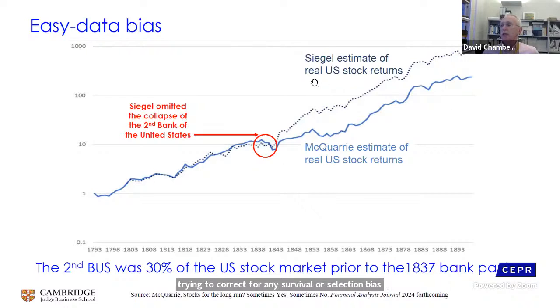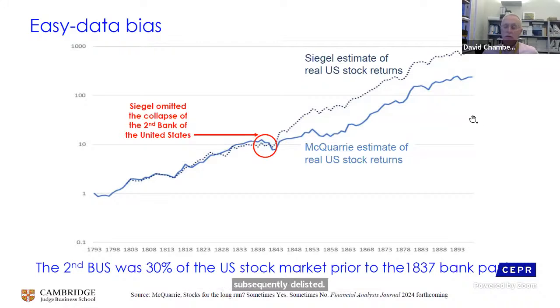So unfortunately, the Siegel series completely ignored the existence of the Second Bank of the United States, the fact that it was a listed stock, and then more importantly, the fact that it got into trouble and subsequently delisted.